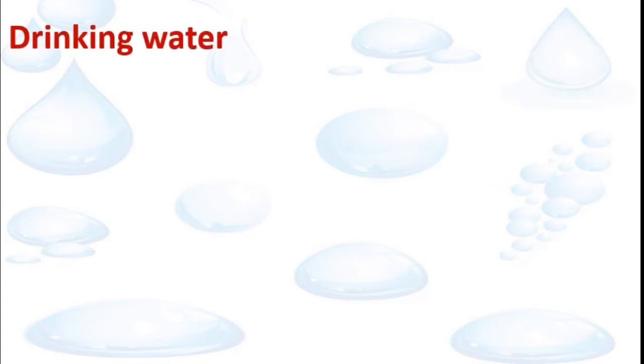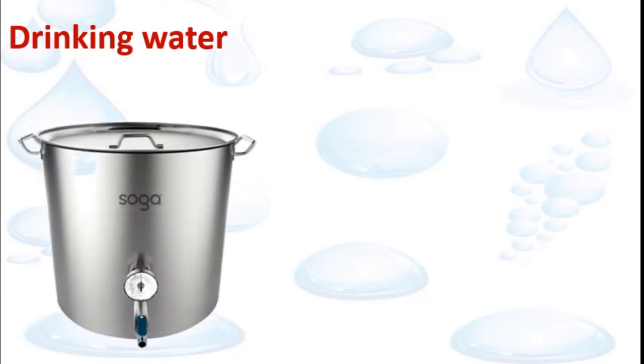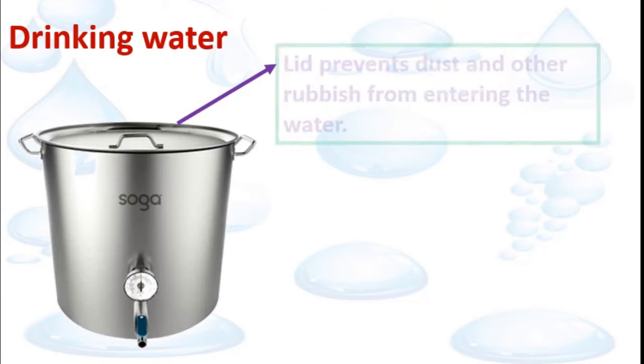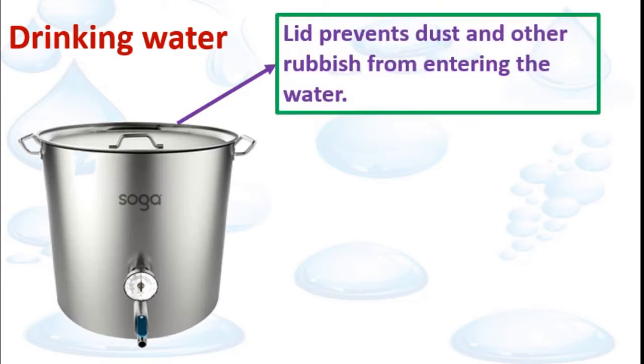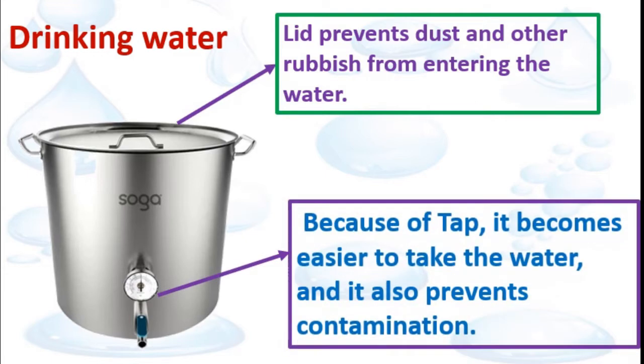We keep the drinking water containers covered. Why? Because the lid or the cover prevents dust and other rubbish from entering the water, and with the tap it becomes easier to take the water, correct? The tap helps us to take the water out and it also prevents contamination.